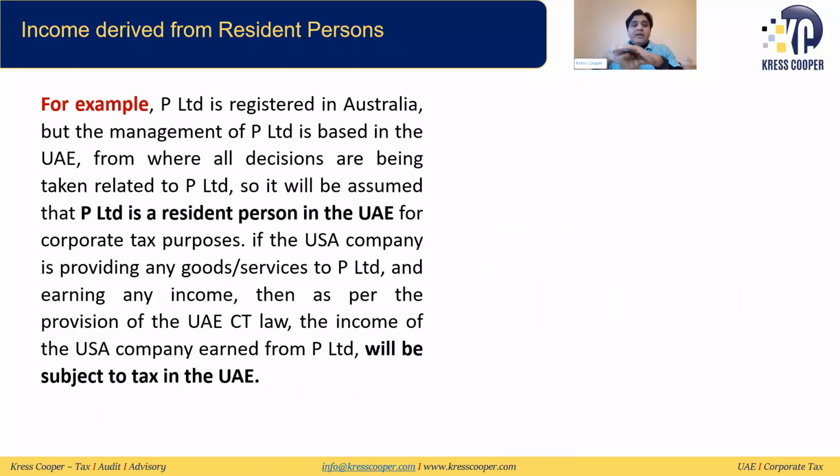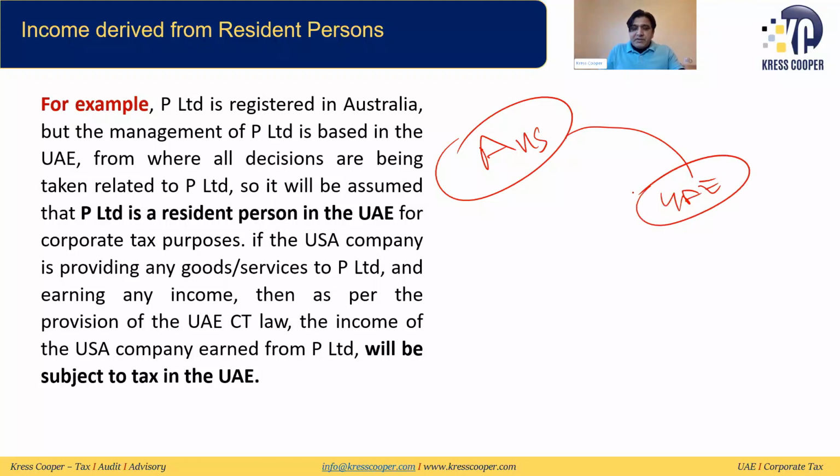So let's take this example. I have given one example there. This is the Pre-Limited. This is Australia. This one company is in Australia, but the management of the company is based in the UAE. If the company is in Australia but the management of the company is in the UAE, then we will say that this is a resident person, because the company has its management in the UAE, though the company itself is registered in Australia. So we can say this is a UAE-based company, and the worldwide income of this Australian company will be subject to tax in the UAE.